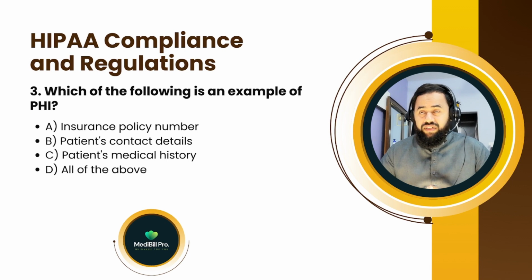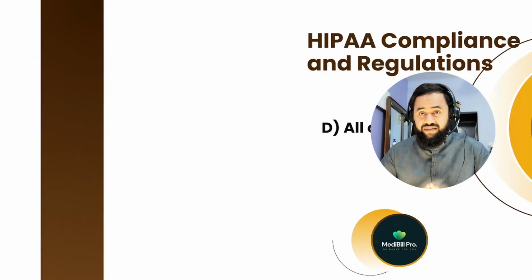What is question number 3? Which of the following is an example of PHI? PHI means patient's health information. Option A is insurance policy number. Option B is patient's contact details. Option C is patient's medical history. Option D is all of the above. So let's see what our answer is. Option D is the correct one.